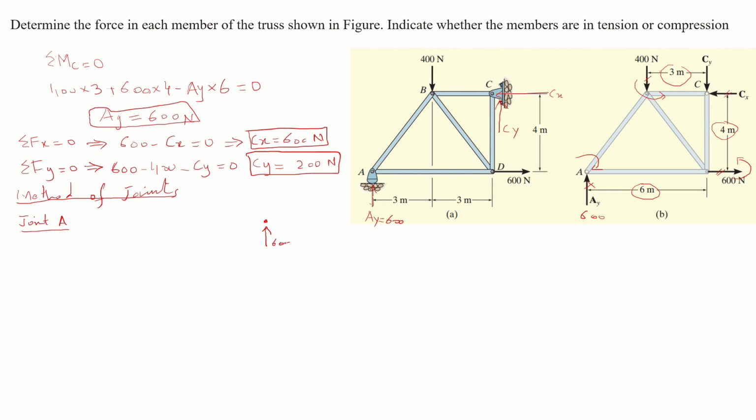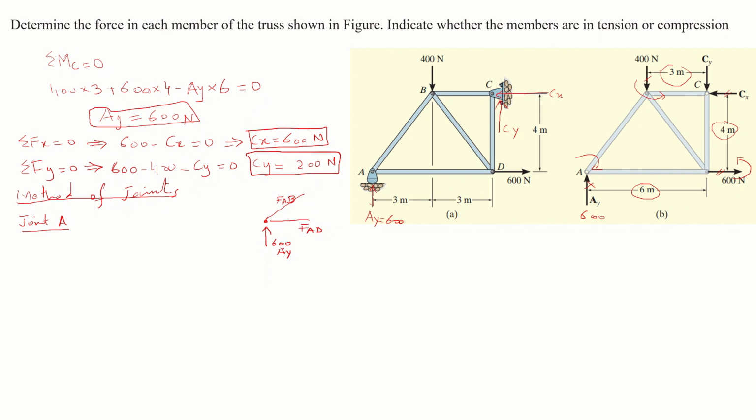This is joint A, and the first force which is acting, which is known at this point, is 600 Newton. Ay is 600. Then we apply a second force on the horizontal side, and another one at an angle. This is FAD, and this is FAB. I have not applied the direction of these forces because we will evaluate the direction now.